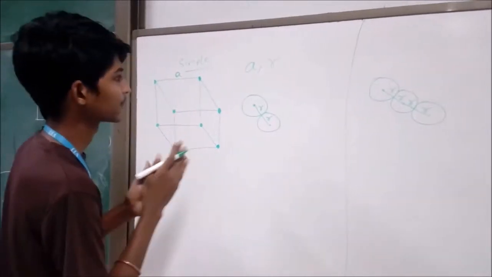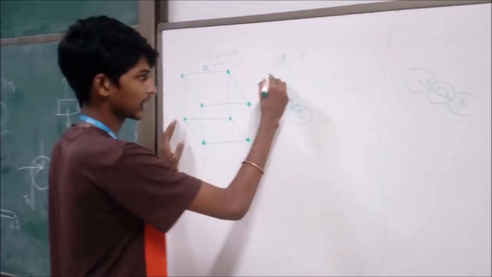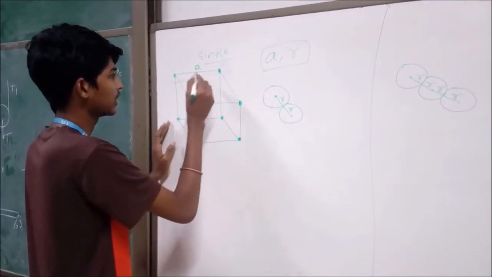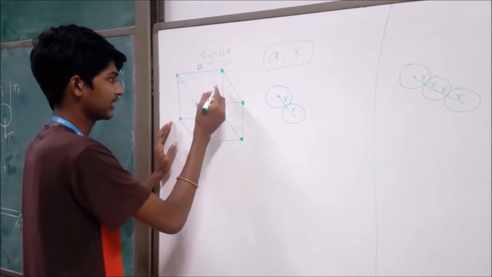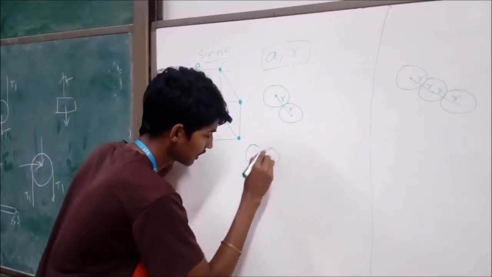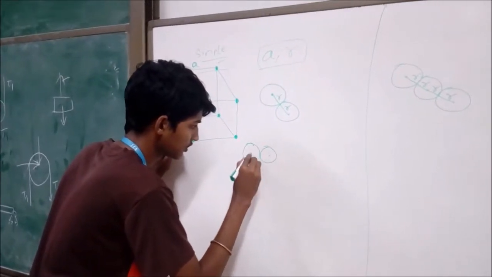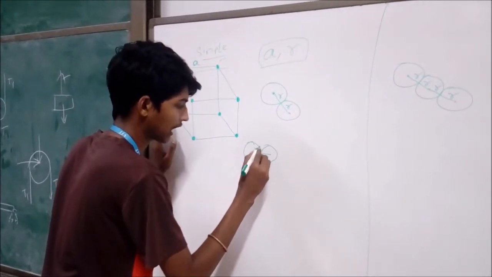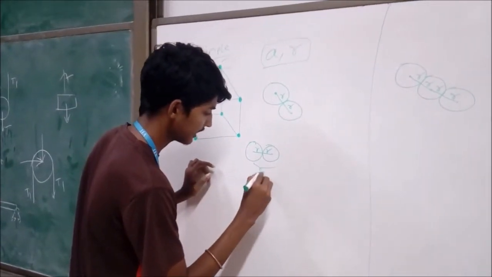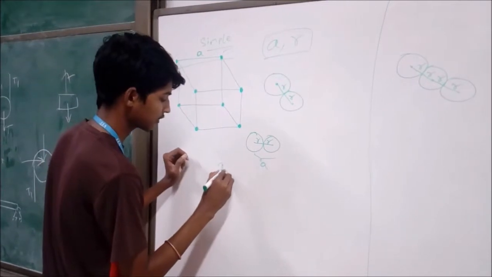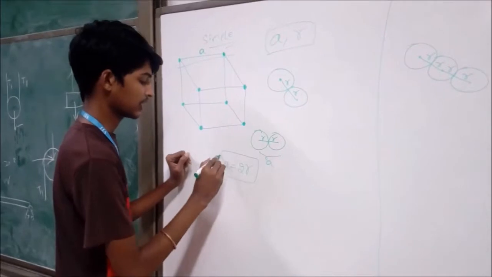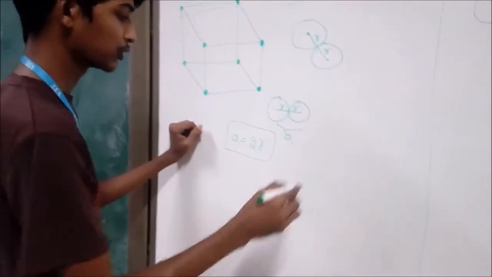So let us move on to the topic. For getting the relation between A and R, consider this edge where we have two atoms and the edge length is A. When we are taking two atoms, they will in actuality look like this, where the radius of the atom is R. Since the distance between these two is A, this becomes A is equal to 2R. So this is the relation between the edge length and the radius in a simple unit cell.